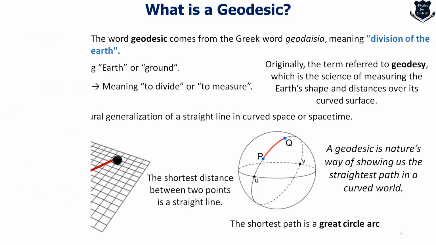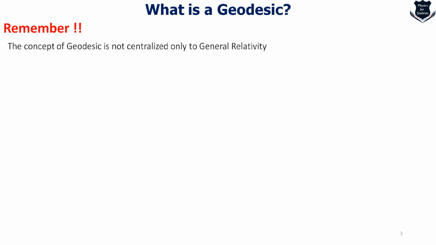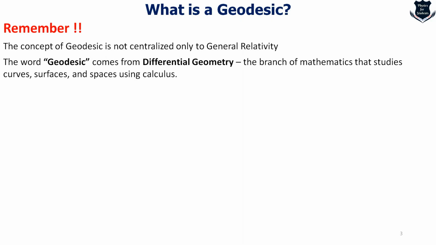Now here is a point I would like to note for all the students learning geodesics. Most of the students I have seen find that geodesic is something very centralized or related to differential geometry which relates to Einstein's general theory of relativity. But the fact is not that. The word geodesic comes from differential geometry, which is a branch of mathematics which I specialize in and teach, dealing with curved space surfaces, and we use calculus.